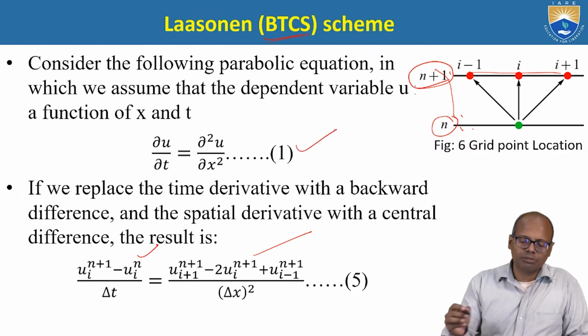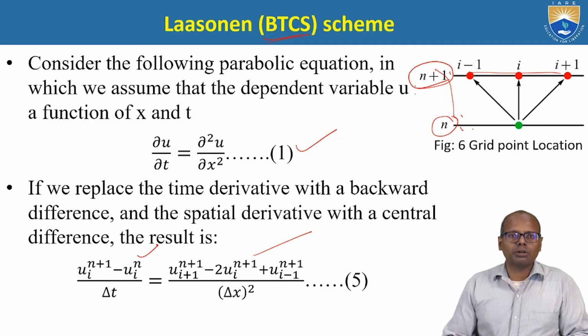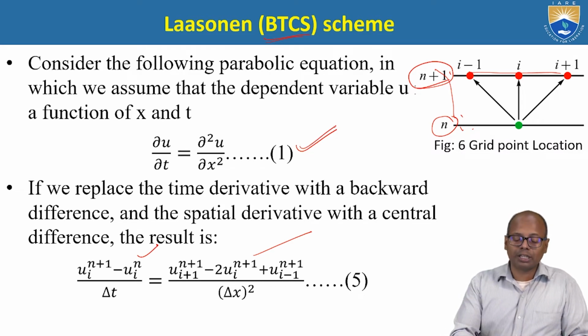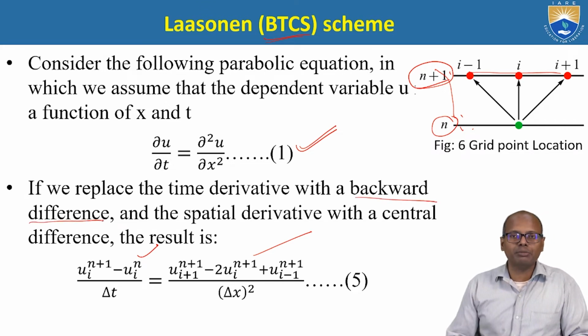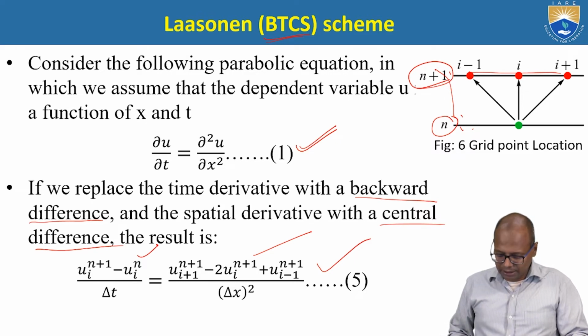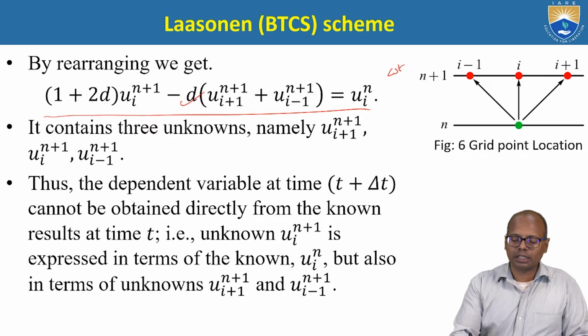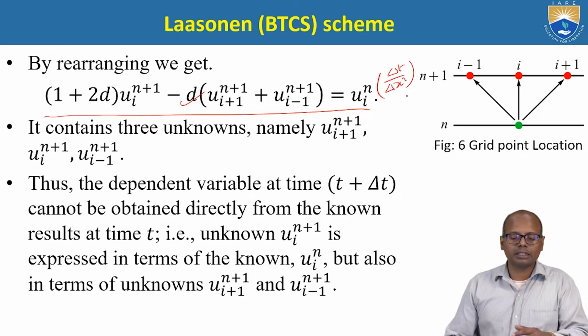So this is the equation that we were using from the beginning. This is the parabolic equation which gives u as a function of space and time. It is a one-dimensional problem. For this, I am applying the backward difference in time and the central difference in space. If I apply that, I will get this equation. Now if I rearrange this, what I will get is something like this. Here d is the diffusion term and that is equal to delta t by delta x square.